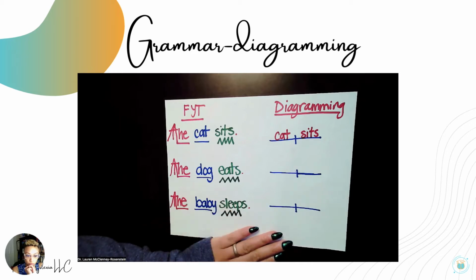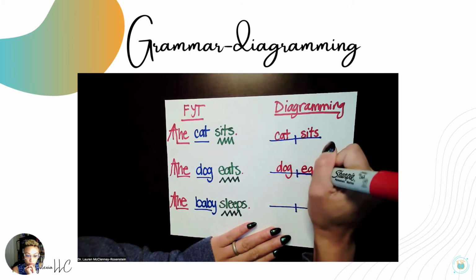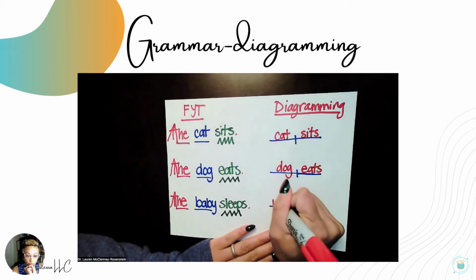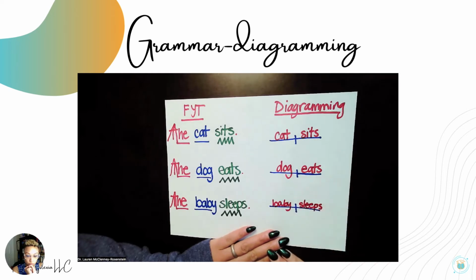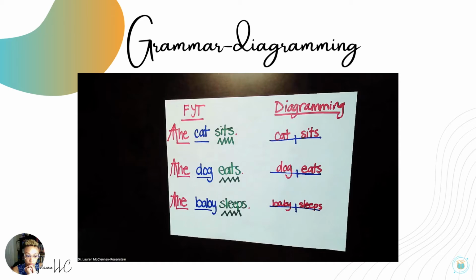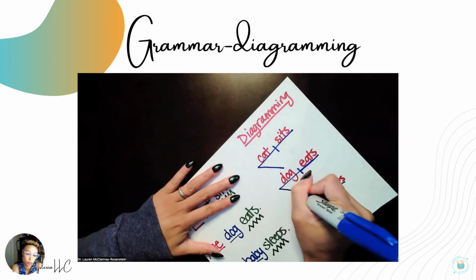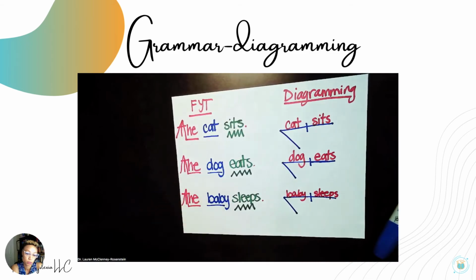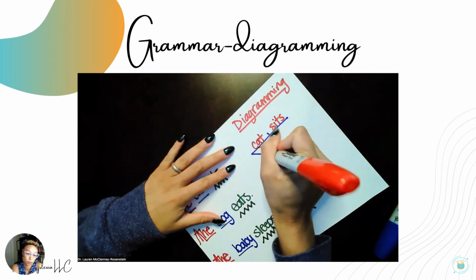Second sentence, the dog eats. Noun, verb. Third sentence, baby sleeps. Noun, verb. Now you're probably wondering, where are we going to put those articles, right? Well, the article is always going to come off of the noun. So I'm going to tilt my paper. Okay, now we have the.